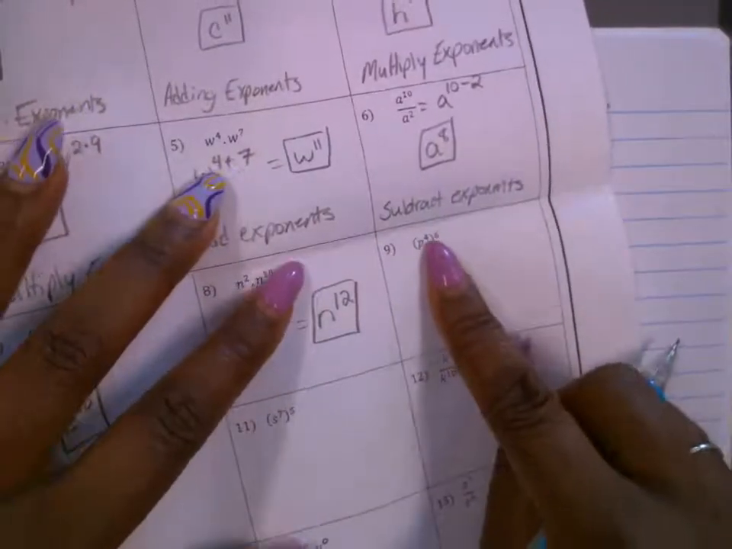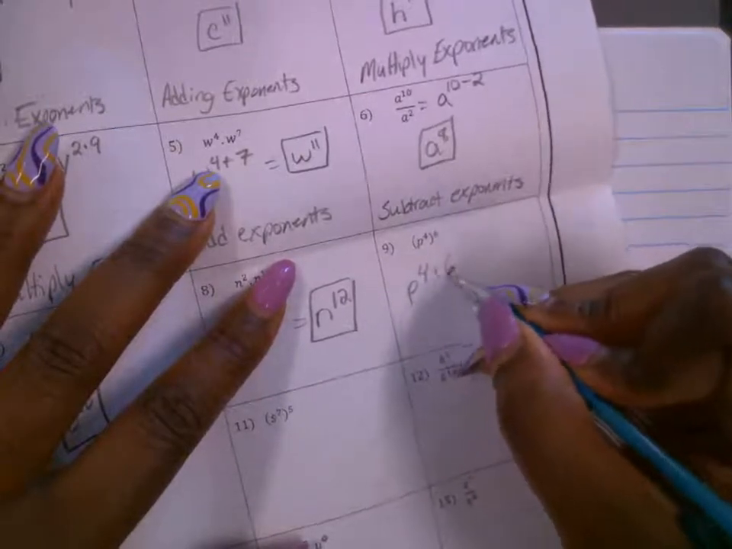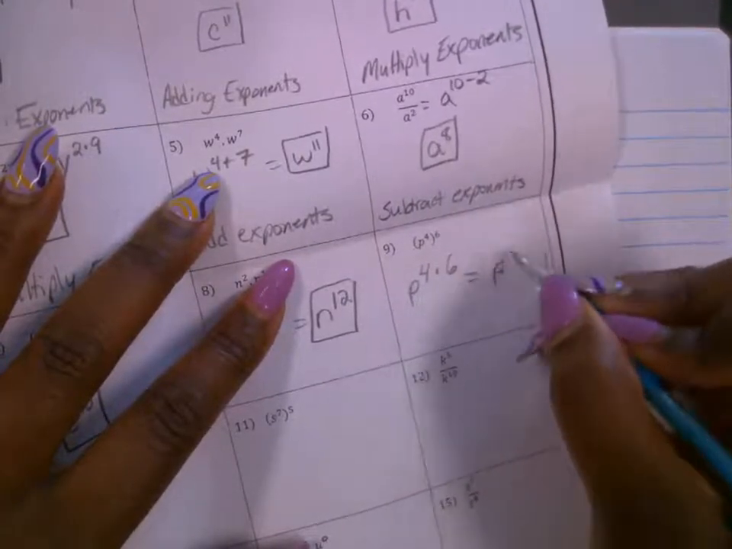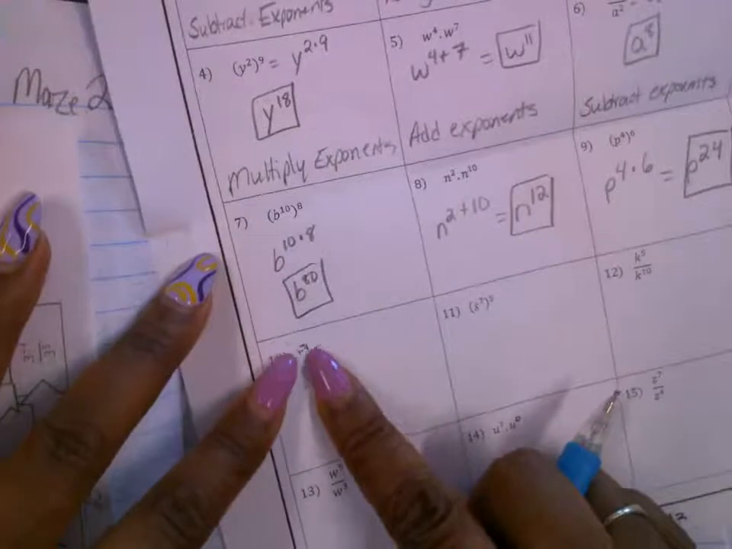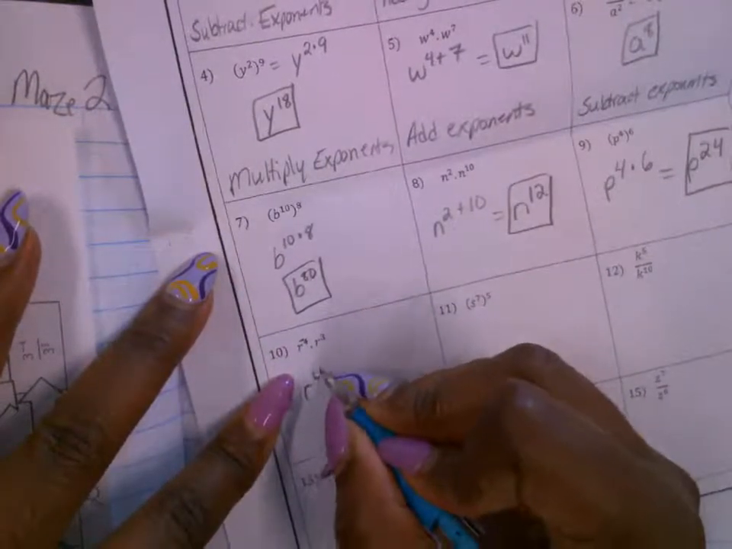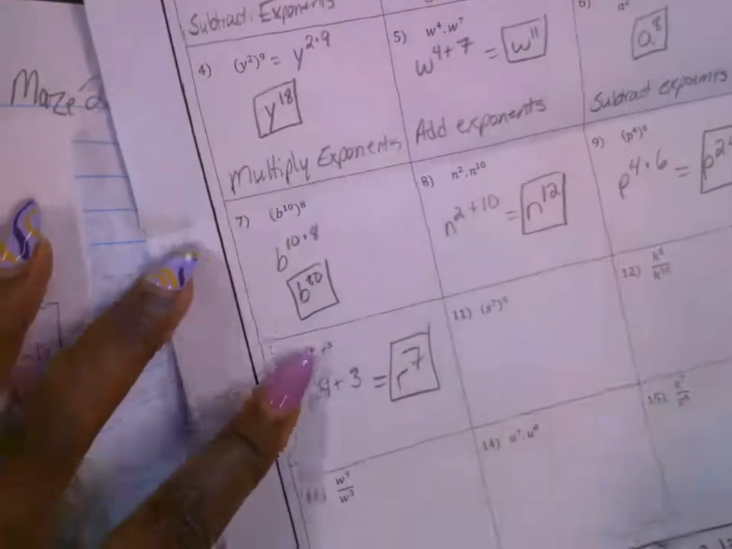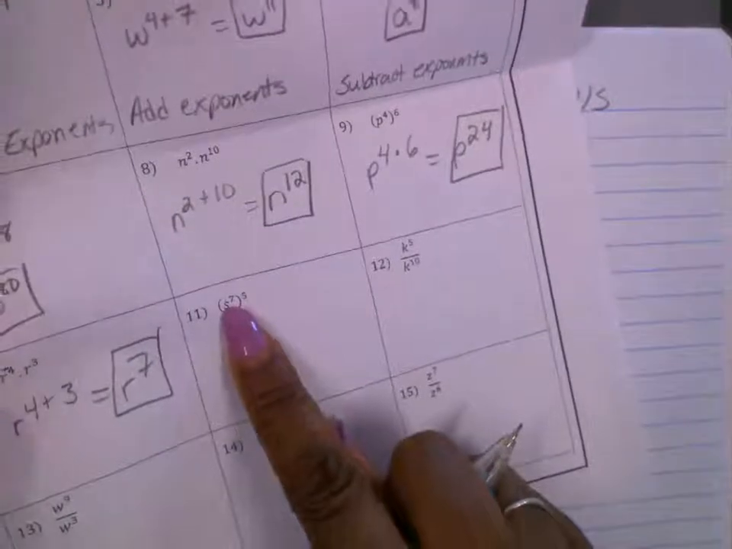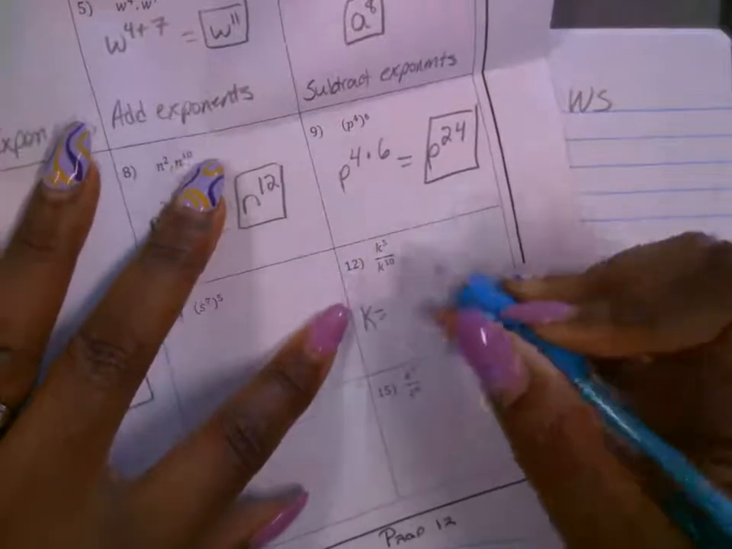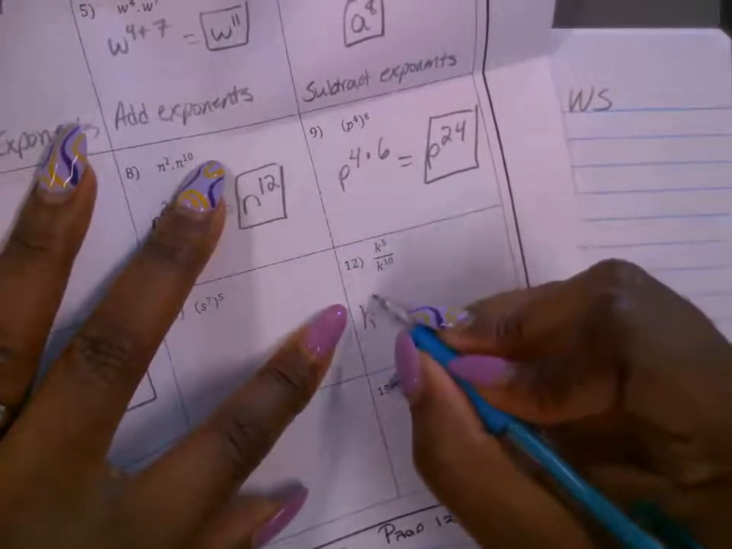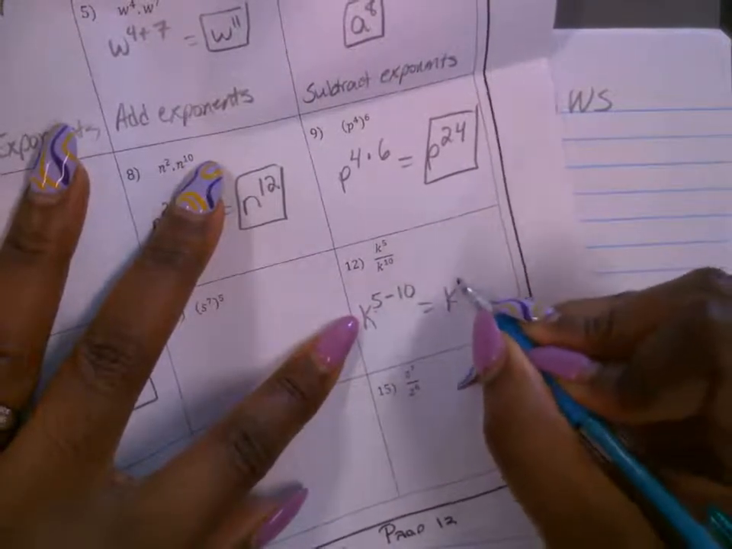This is another power of a power. Power of a power means you're multiplying the exponents. This is going to be 4 times 6. 4 times 6 is going to be 24. Okay, p to the 24th. Again, you're going to add the exponents. So we got 4 plus 3. So that gives us r to the 7th power. This is power of a power, multiply. This is subtraction. Okay, look, this is k. Remember, top exponent first, 5 minus the bottom exponent. This is going to give you a negative 5.